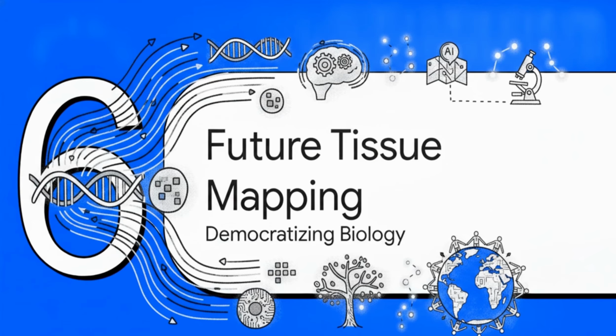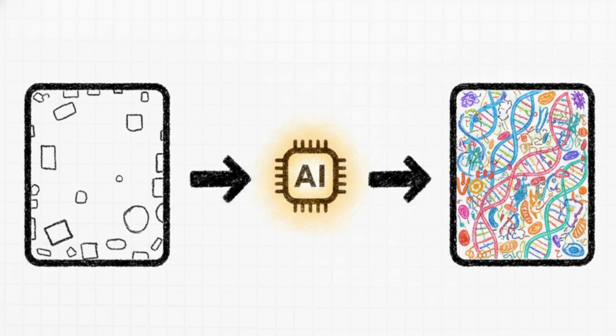And finally, Section 6, the future of tissue mapping. So why does all this matter? Well, the ultimate holy grail goal of this entire field is democratization. Right now, capturing spatial omics data is incredibly expensive and it's super rare in clinical settings. But standard H&E imaging, that's cheap and it's literally everywhere. By training these deep learning models on data sets where we have both the cheap image and the expensive molecular data, the AI actually learns the hidden connections between them.